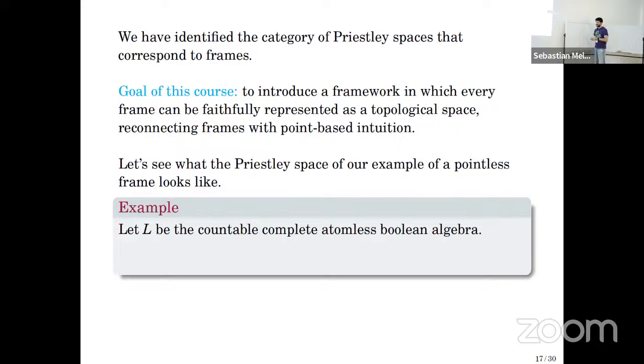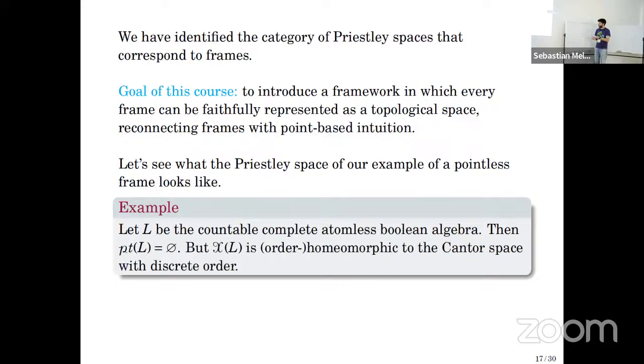I added countable to this to make it a bit nicer for myself, because they are all the same. So then I have a unique Priestley space that corresponds to it. Again, because they don't have atoms, they don't have points. But the Priestley space of this is actually the Cantor space with discrete order. And that is something that has been studied a lot, the Cantor space. So this Cantor space gives us a lot of information, a point-based intuition about what this frame is.